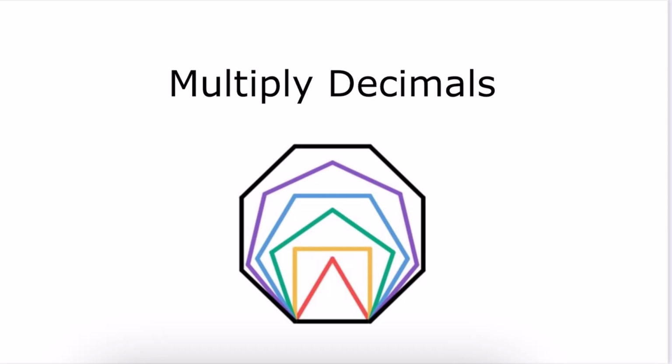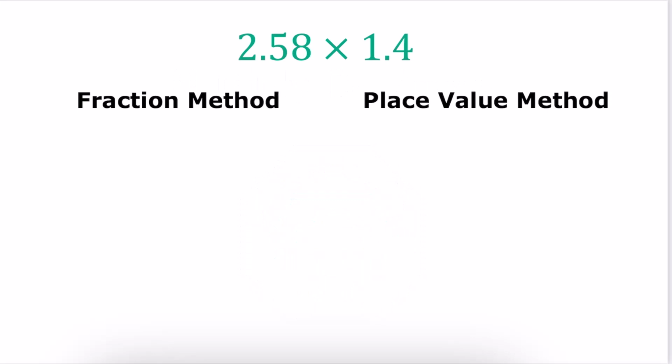Everybody, in this video we're going to talk about how to multiply decimals. So when you multiply decimals, there's two different ways you can do it. The first method is to use the fraction approach, and the second method is to use the place value approach.